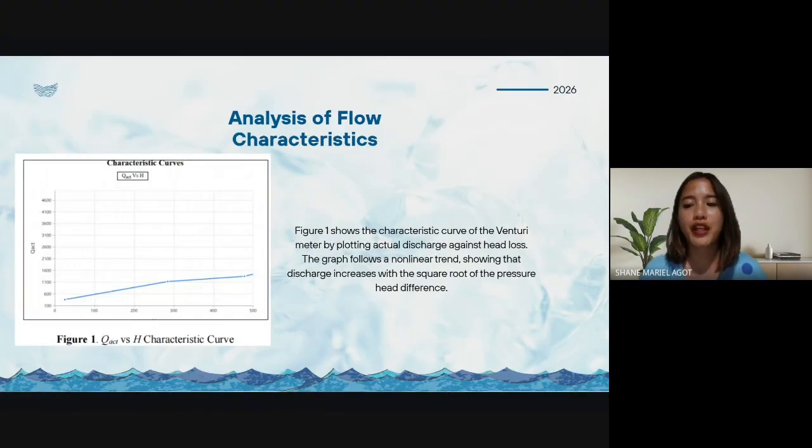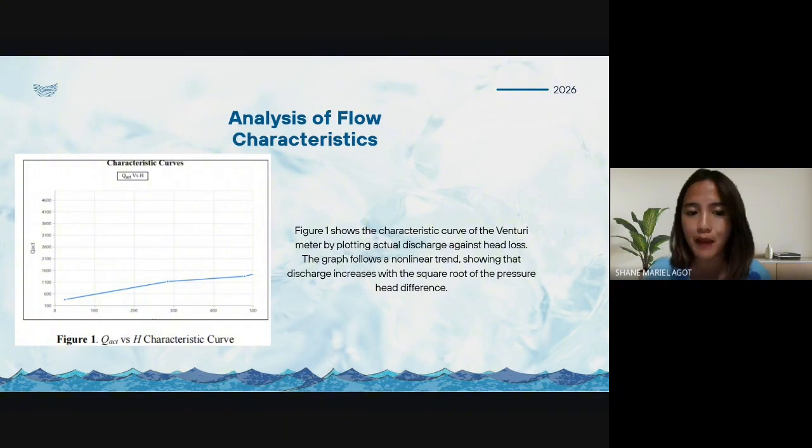So for this figure, the analysis of flow characteristic, it illustrates the characteristic curve of the venturimeter by plotting the actual discharge against the measured head loss. So the graph does not show a linear relationship. Instead, it follows a non-linear pattern that agrees with the theoretical behavior of a venturimeter.